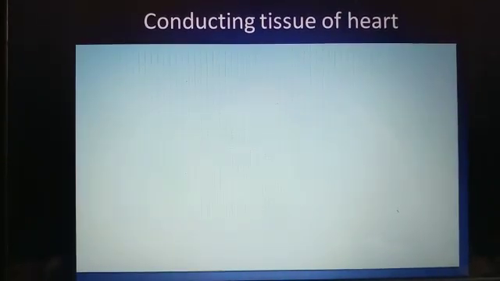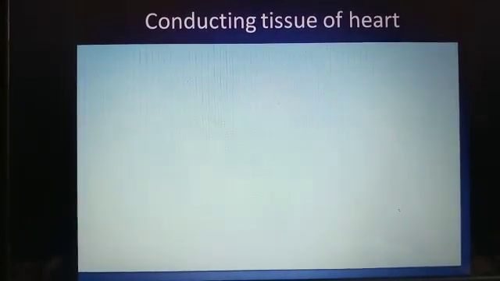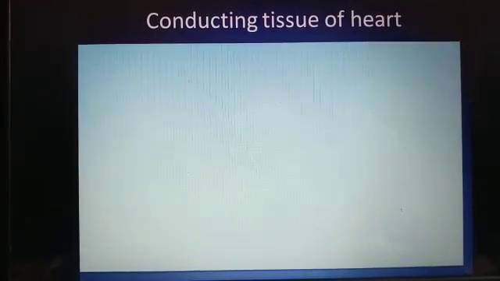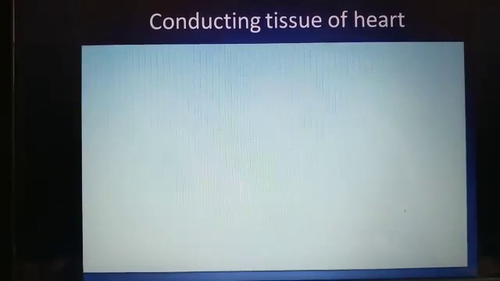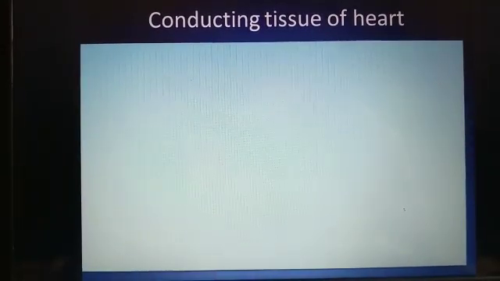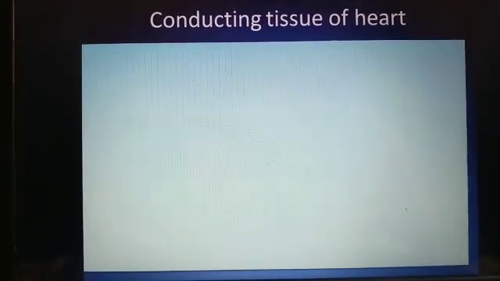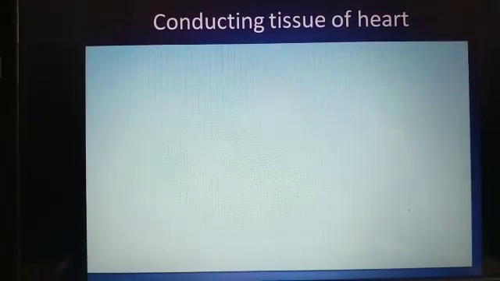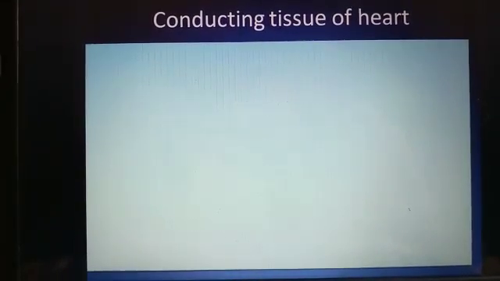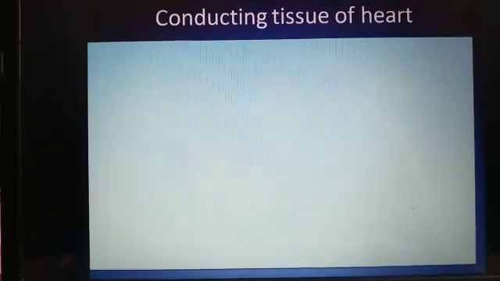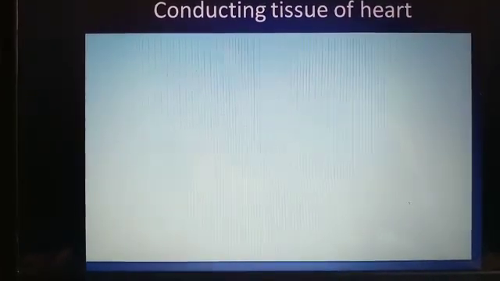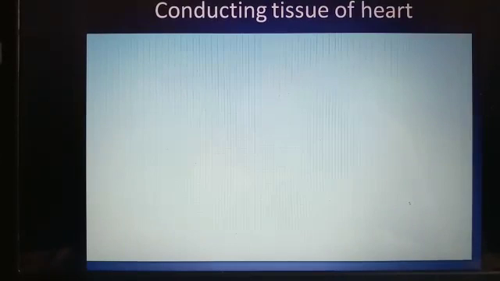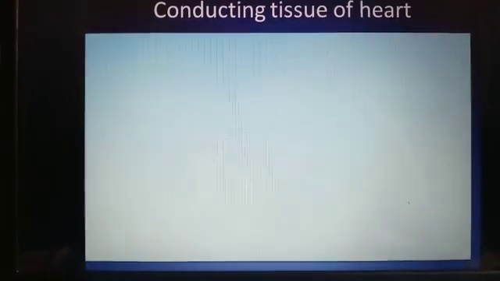Conducting tissue of the human heart. The human heart is myogenic in its nature. The human heart initiates the impulses, and these impulses bring about the contraction of cardiac muscle. This generation of impulses takes place in the human heart without any nervous stimulus.